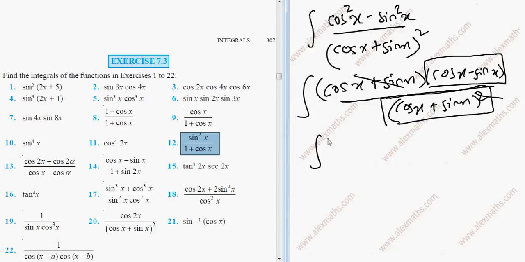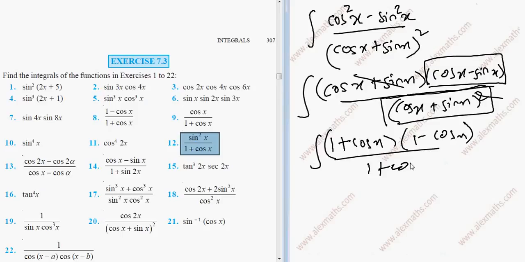I can write the numerator as 1 minus cos square x, that is 1 plus cos x into 1 minus cos x, using all the formulas. Then I can write the denominator, so it will get cancelled. Then I can integrate.